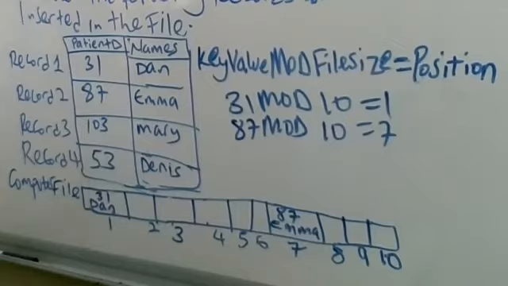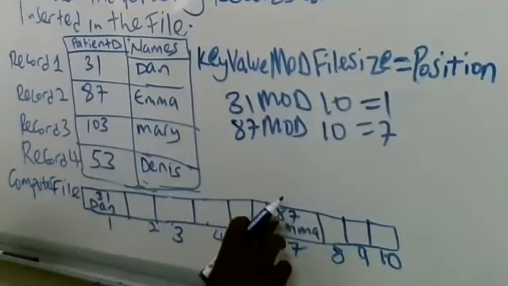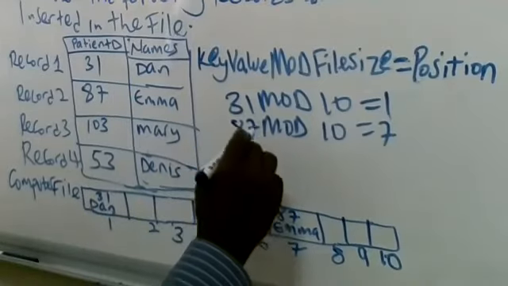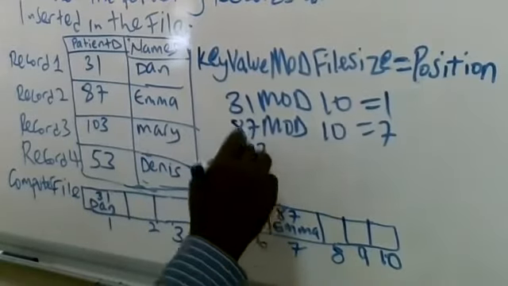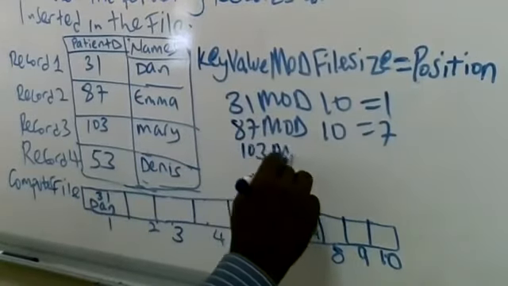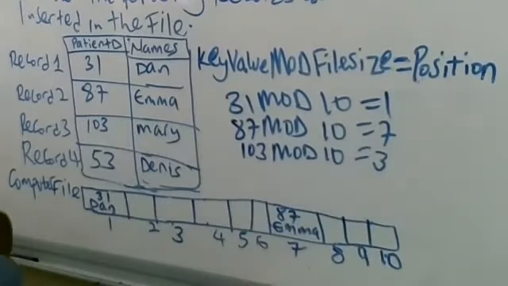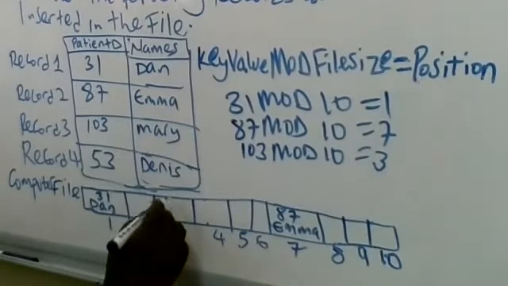They will be put in that position, which is position 7. Next, we have Mary's record. We shall get Mary's key value modulus 10. That gives us 3. So Mary's record should go in position 3.